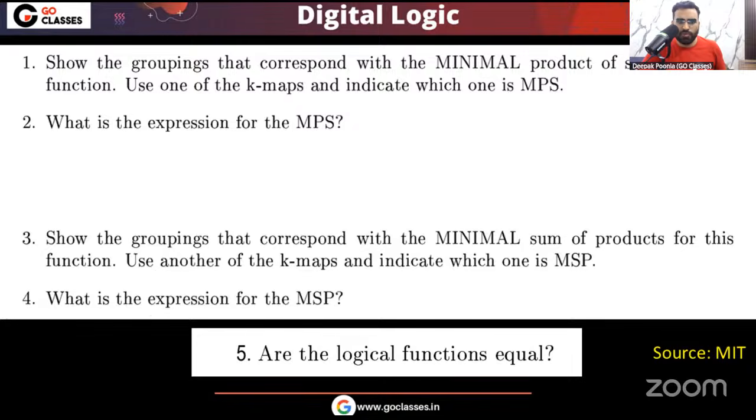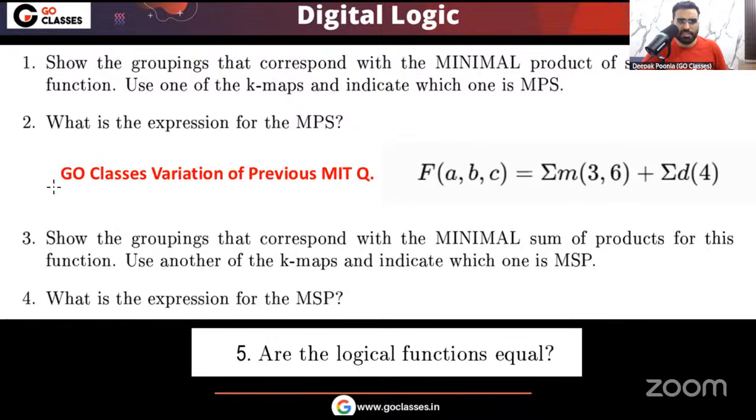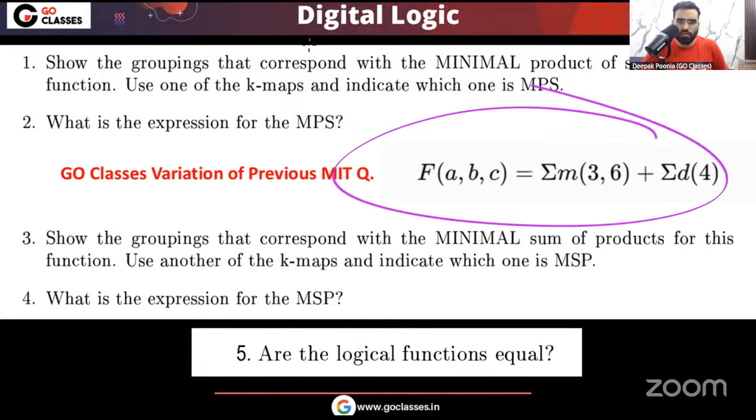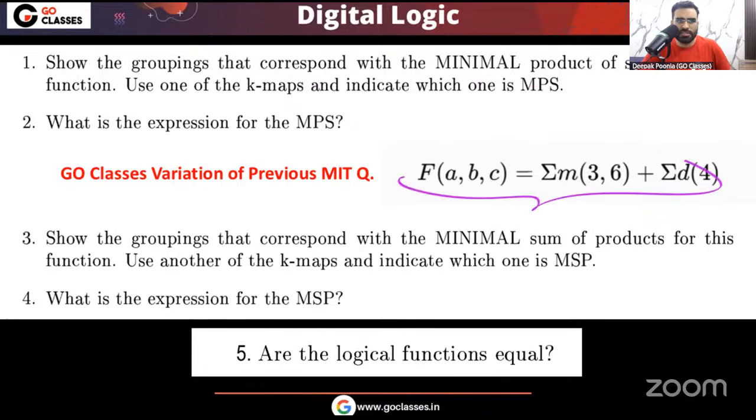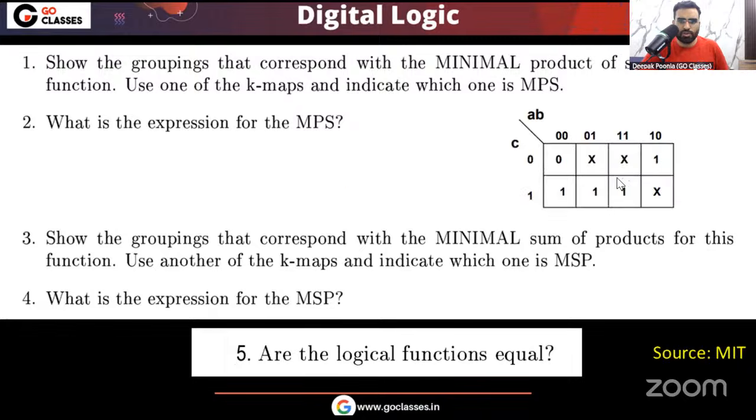Now, one more variation from the Go Classes side I have provided to you. You can see this is the Go Classes variation of the previous MIT question. Here I am just changing the function. You have to solve all these 5 questions for this given function with don't cares. So very simple. Now let's solve. First we are going to solve the original MIT question.